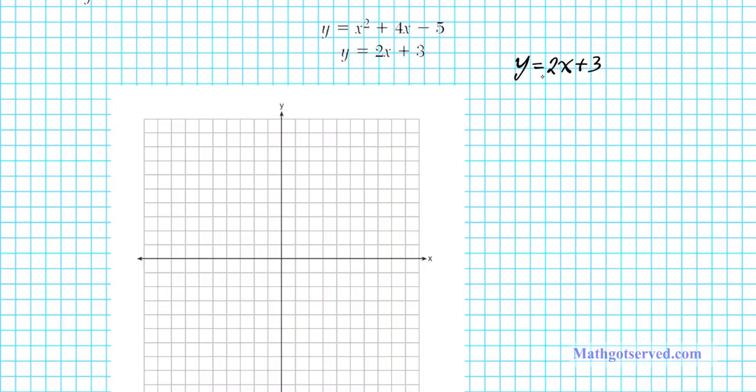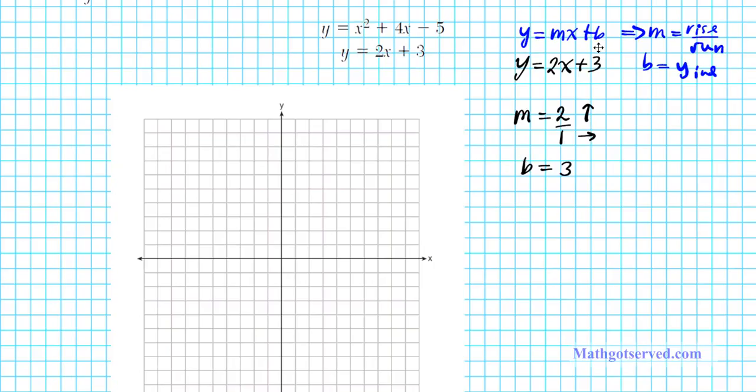Now, do you remember the point-slope form of the equation of the line? I'm sorry, the slope-intercept form. Slope-intercept form is y equals mx plus b. And this tells us that m is the rise over run, and b is your what? B is your y-intercept, where the graph intersects the y-axis. So in this problem, m is equal to 2 over 1, which means we're going to rise 2 and run 1. Where are we going to start from? We're going to start from the y-intercept b, which is 3. Okay, we can see that b is 3 and m is 2.